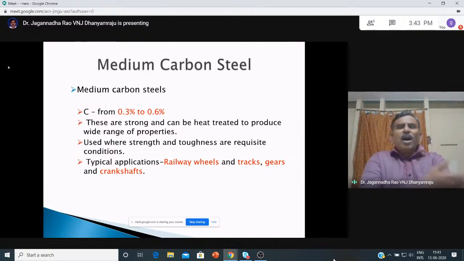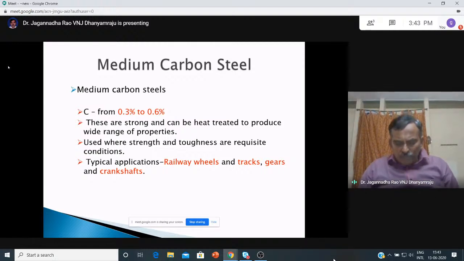That means they are stronger than the low carbon steels. Because of the high pearlite content, they are stronger than the low carbon steels and harder than the low carbon steels, because ferrite content is becoming low, right? So at the expense of ferrite, we have pearlite. Because the ferrite content is low, the ductility of medium carbon steels is low when compared with low carbon steels. But the strength improves, right?